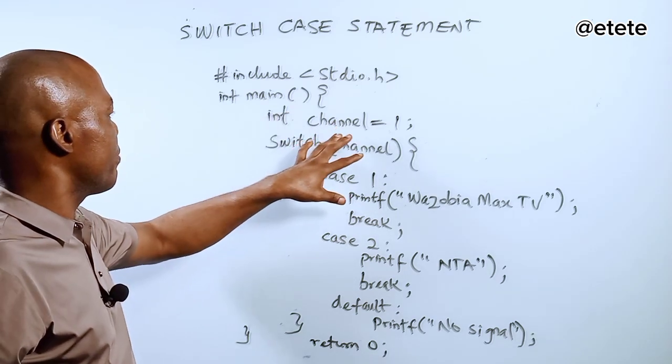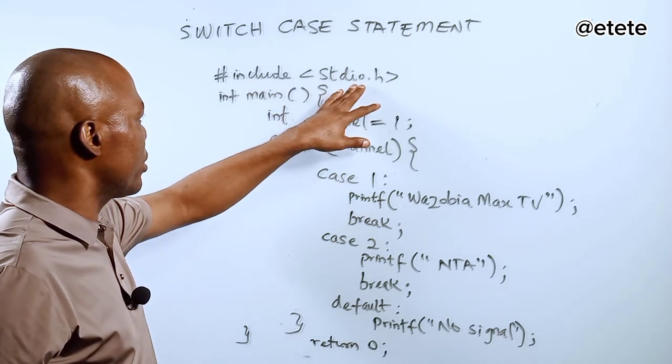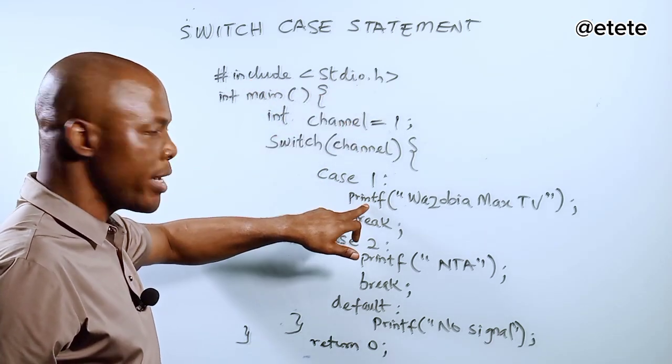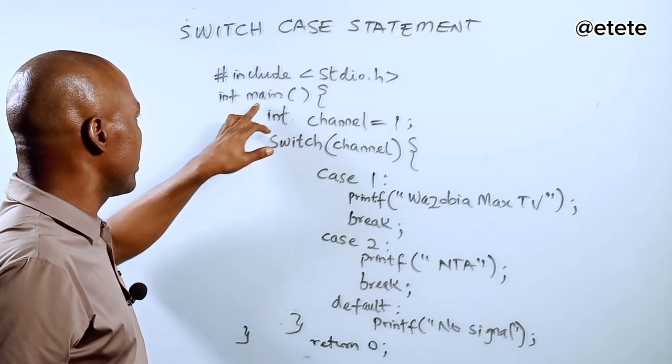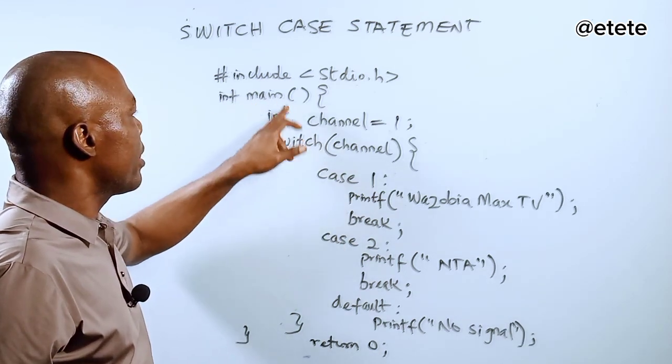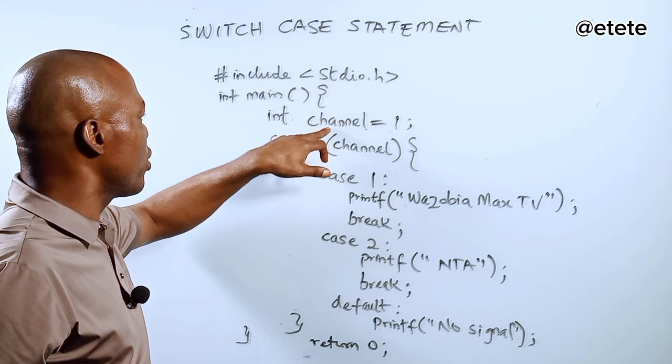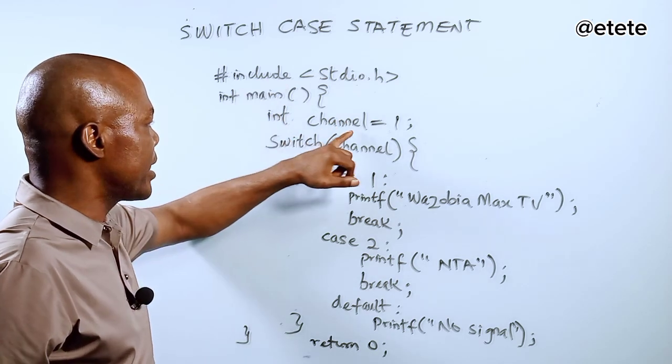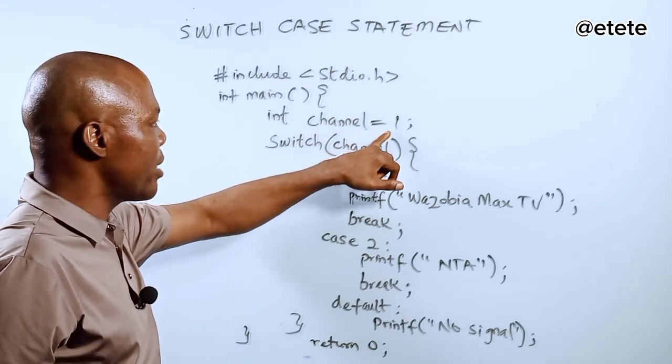I have include stdio.h. The purpose of this library is for me to get this printf, right? Then this is my main, int main. Then my main function, I will go in to create everything inside it. I declare a variable channel, and I'm assigning 1 to it.